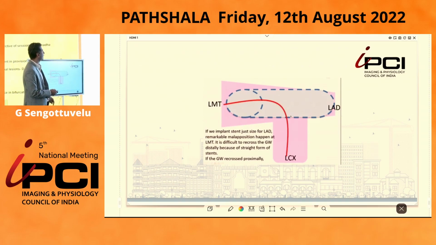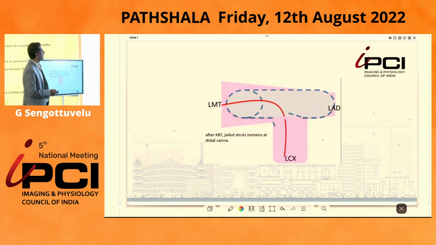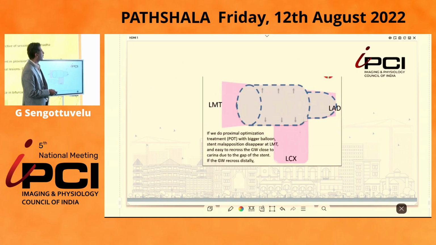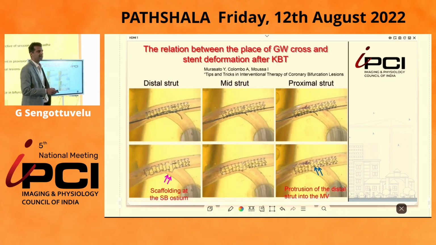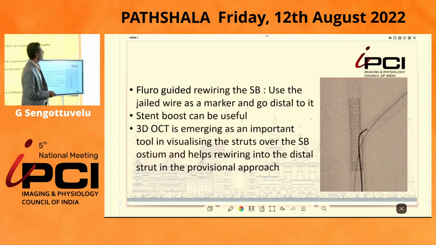If you can see in this image, this is a mid-cross or a proximal cross. We will still leave a lot of struts on the distal part of the carina. So it is always important to do a good POT so that we expose the distal part of the struts nicely, then cross distally and do a kissing balloon, which will give a good scaffolding and leave no struts in the ostium. This is one of the bench studies where you can see that if you cross very distally, you can get a good scaffolding of the side branch ostium, as opposed to the proximal cross, where you can have a lot of protrusion of the struts into the main vessel.